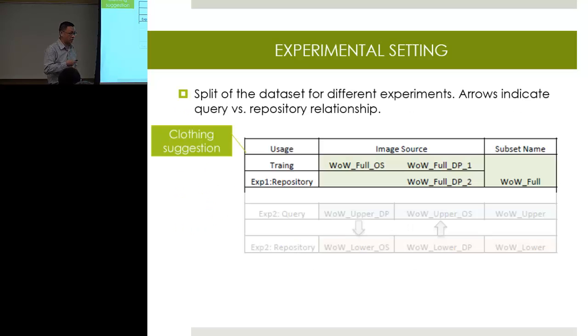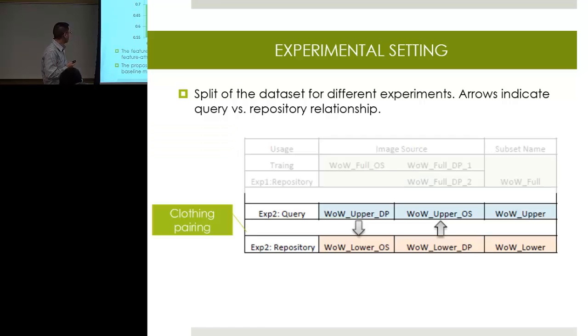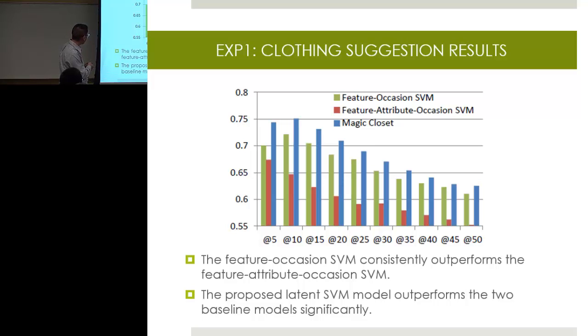Okay, so we have two sets of experiments. The first one is for suggestion. The second one is for pairing. Here are the results for the suggestion. You can see that the performance for the first one, features to occasion directly, is better than features to attributes and then to occasion. One explanation is that maybe the number of attributes defined here is too small, because we only have 6 tags for the details. So maybe at this stage some information has been lost. But the performance of Magic Closet is much better.